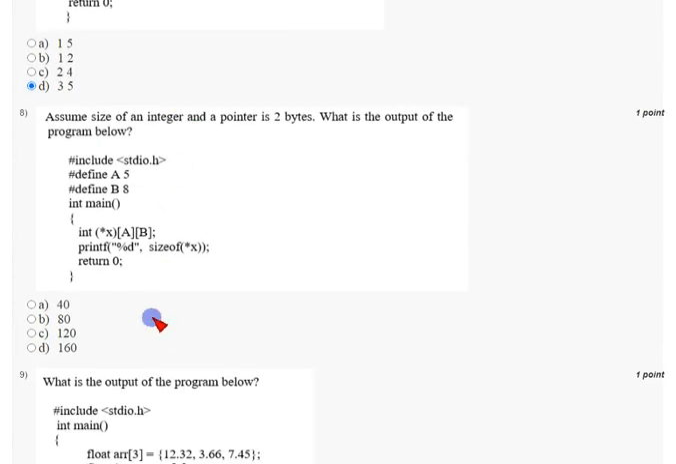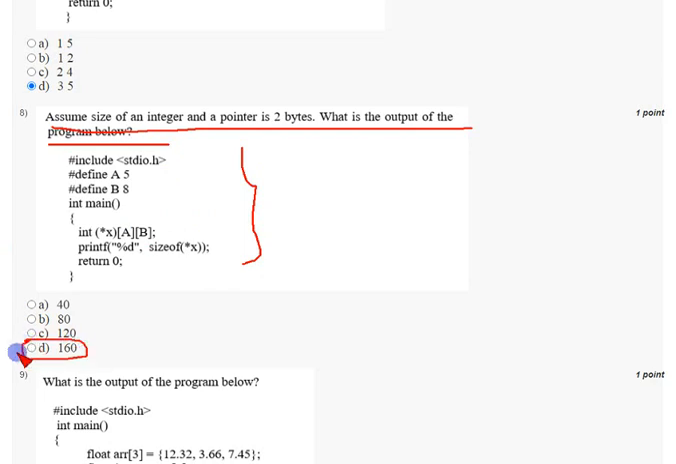And coming to the 8th question, last but two question, assume size of integer and pointer is 2 bytes, what is the output of the program below? The output of the program, that is the 8th question answer, is option D, that is 160. So mark 160 as the correct answer for the 8th question.